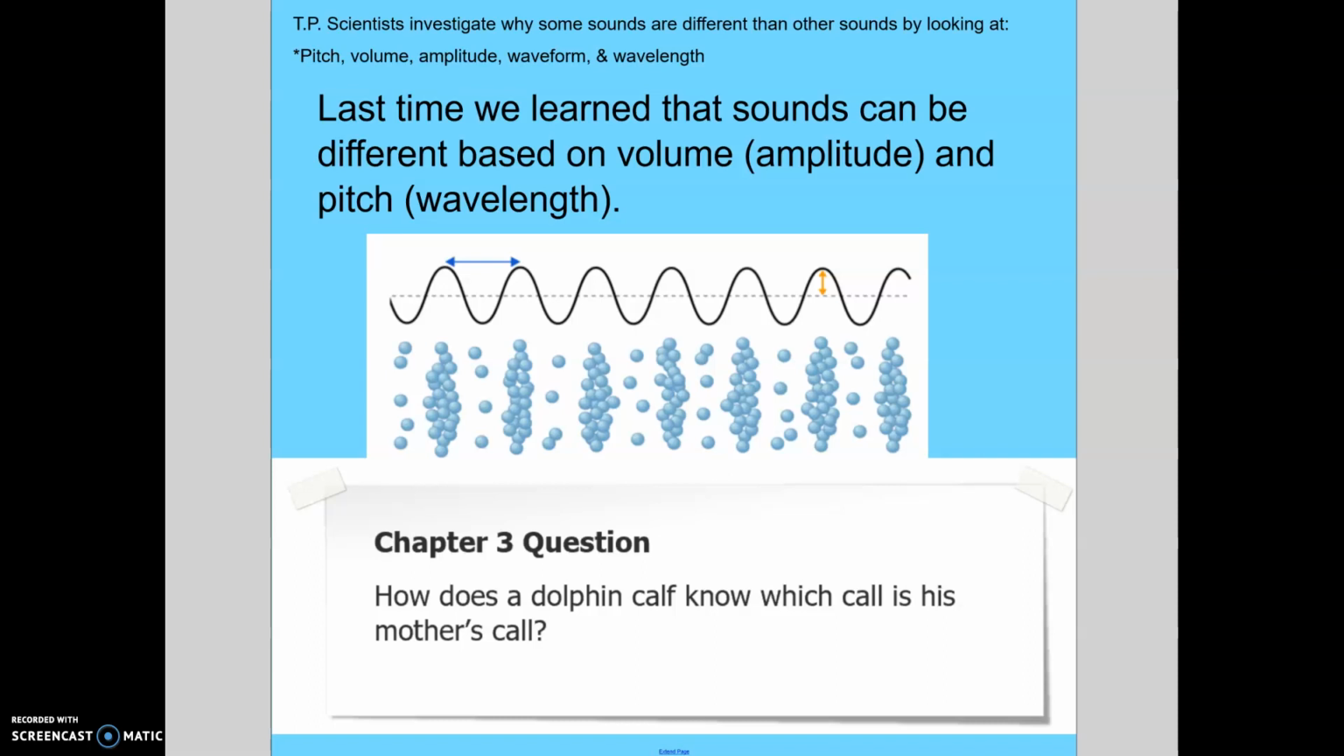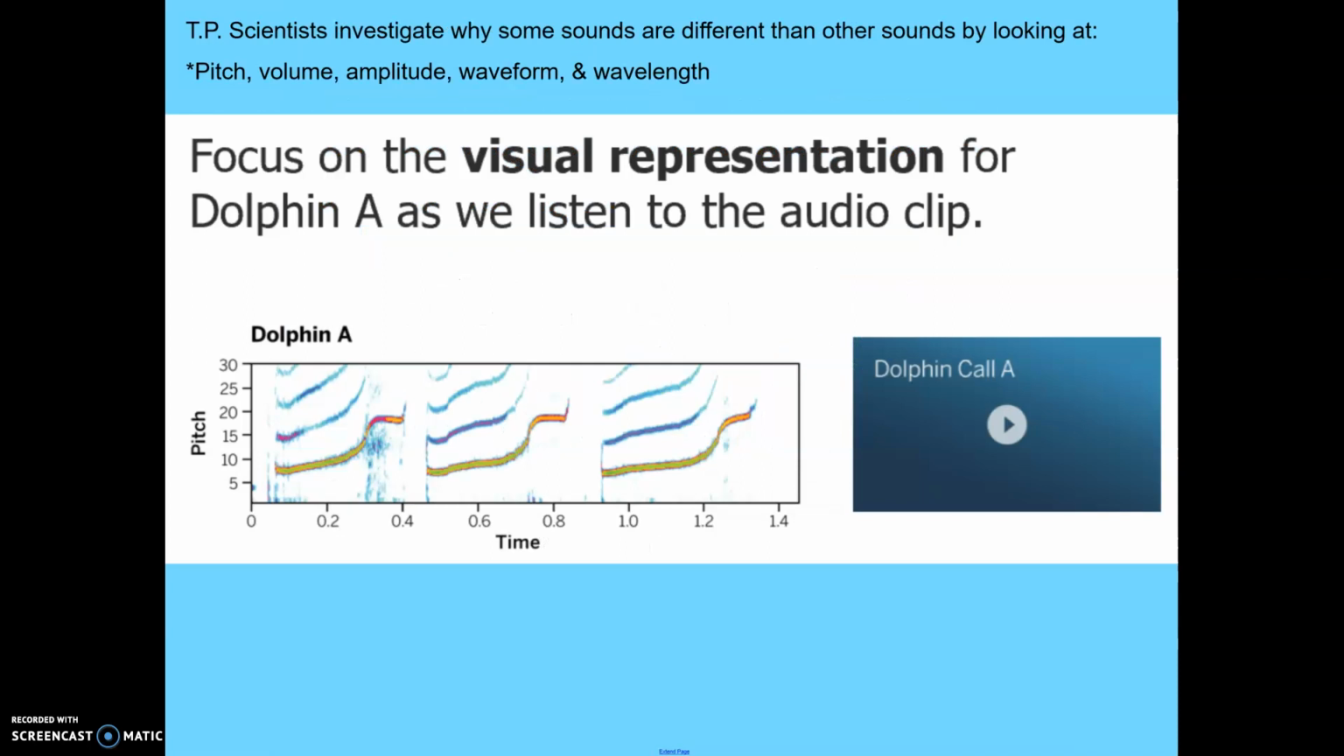Remember, the question that we're trying to answer is, how does a dolphin calf know which call is his mother's call? So we're going to listen to 3 dolphin calls again. We listened to these earlier in the unit, but this time we're going to have a visual representation to go with them. On the bottom it shows time, so this is where the dolphin call starts, and as time goes on, this is where it ends.